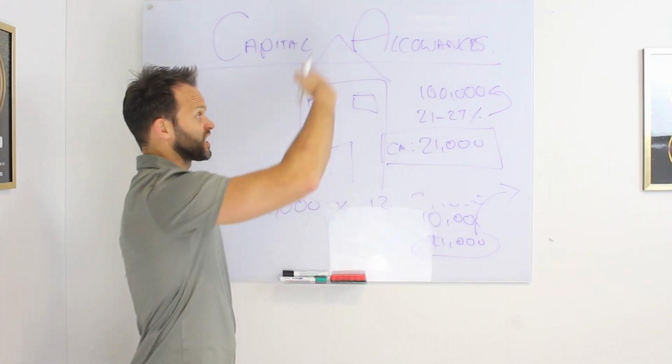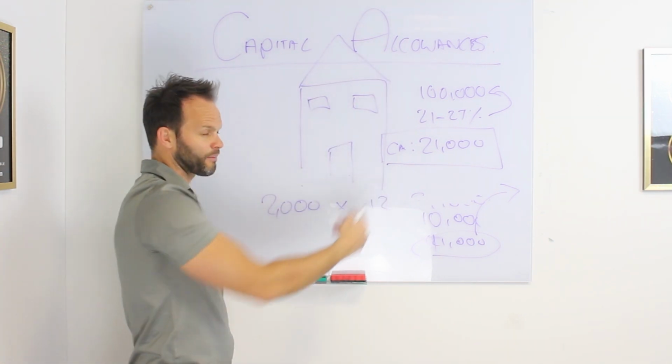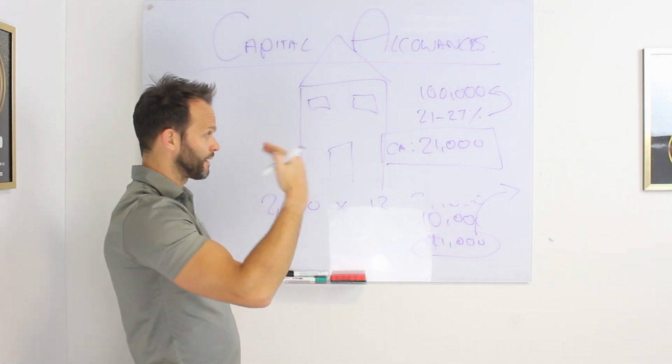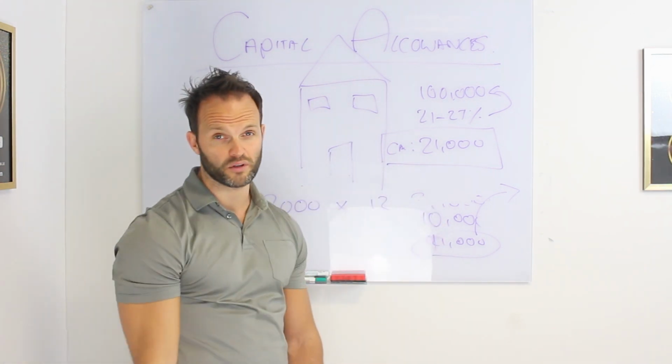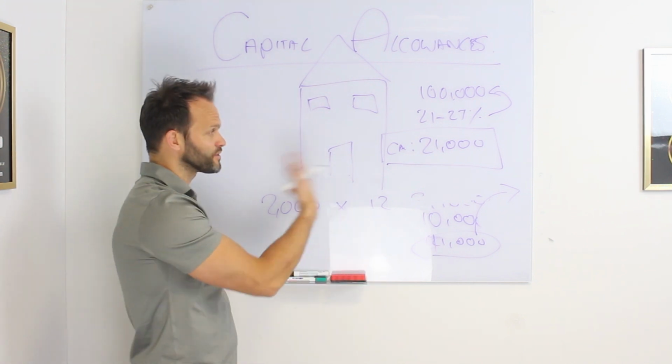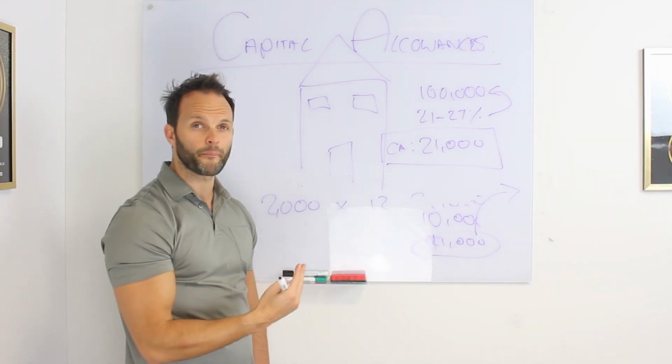Some of these properties are obviously higher in value and create bigger capital allowances, sometimes 50, I've seen over £100,000 worth of capital allowances on bigger buildings. That means you can earn a lot of income before you actually start paying tax.